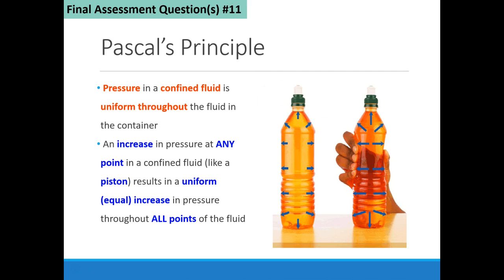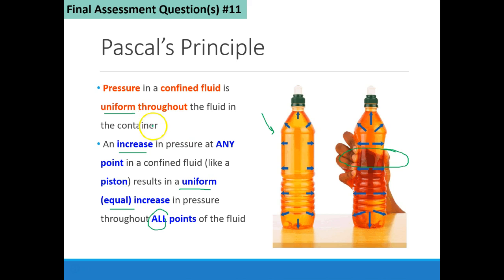Question number 11 is taking us back to Pascal's principle. So remember that in a water bottle, which is a confined space, if we have a fluid inside of it, the pressure is going to be uniform throughout the entire container, which means it's the same at every single one of these points. So you can see all of these points have the same pressure. And if you try to increase the pressure at a single point, for example by squeezing the bottle, you don't just increase pressure at that single point. Instead, Pascal's principle says that you also increase it at every other point. So it's still a uniform or equal increase at all points of the fluid.